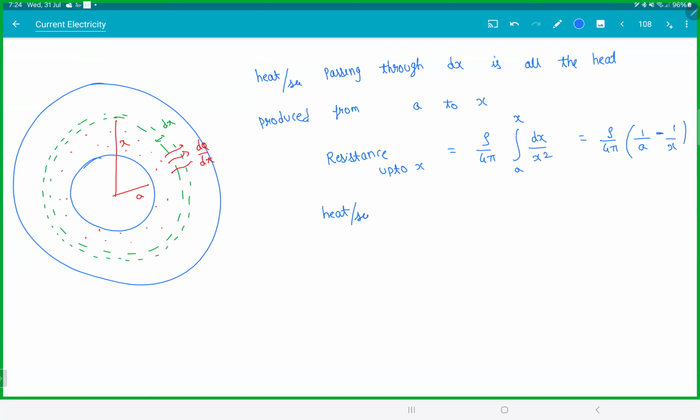The sign will take care of itself. That's what I'm saying. Generally, heat flows from where to where? Higher to lower temperature, right? So temperature drops. This 1 by A minus 1 by X, when you integrate, you'll get one more minus sign. So that will take care of it. So the main catch in this question is people don't understand what to take as heat flowing per second. The heat flowing per second is all the heat that is produced from A to X passing through the thin section dx. That is the main catch in the question.